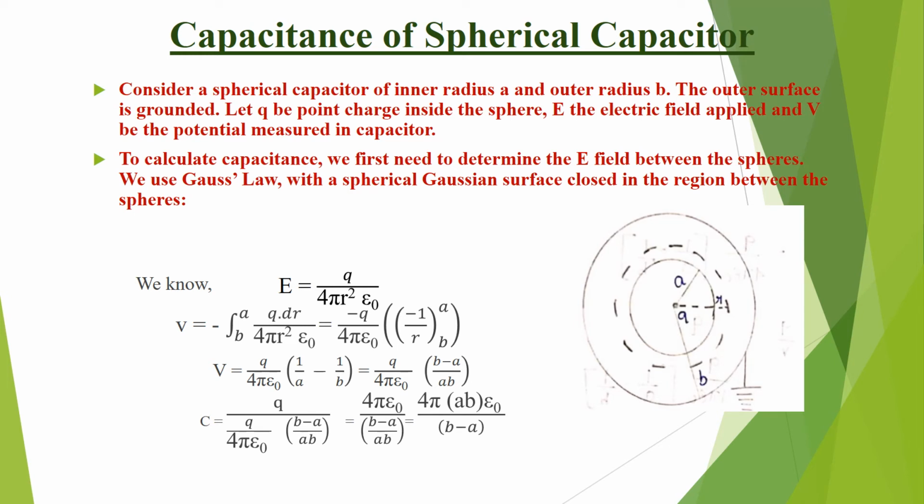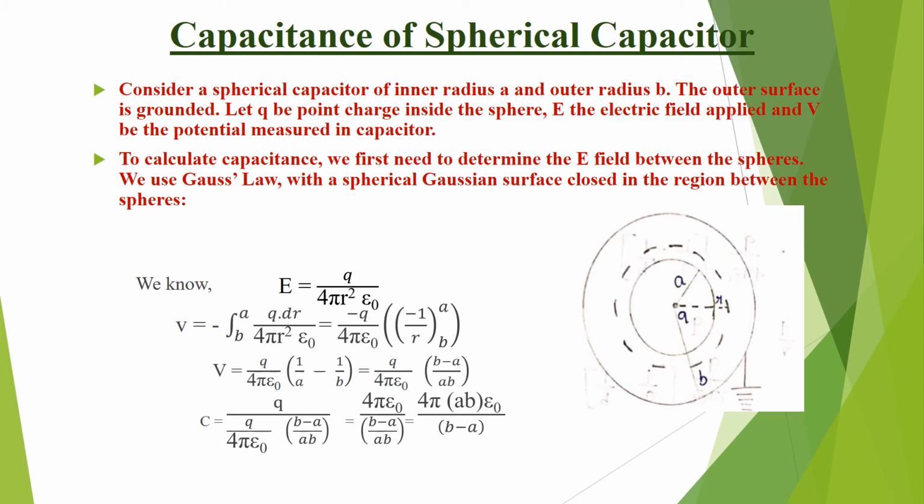To calculate the capacitance, first we have to find the electric field between the spheres. For that we can use Gauss law. By using Gauss law, we know the formula for potential V equal to minus integral of E dot dr. We know the value of E is Q by 4 pi epsilon naught R squared. So, substitute the value of E in the integral formula. We get V equal to minus integral, with limits from B to A, of Q dr by 4 pi epsilon naught R squared. Q by 4 pi epsilon naught is constant, so let us take it outside the integration.